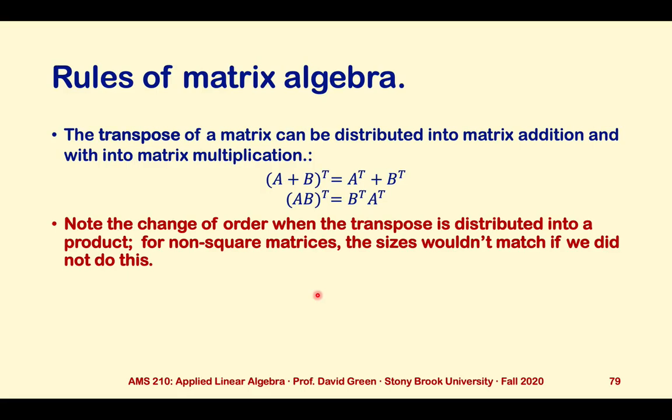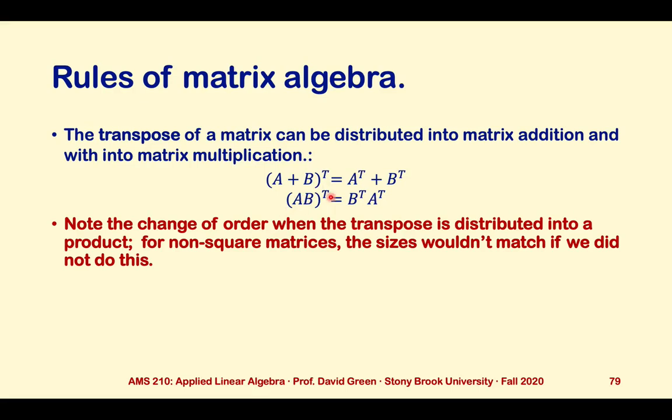There were a couple other operations that we defined. We defined the transpose. The transpose of a matrix can be distributed into matrix addition and into matrix multiplication, but for matrix multiplication we have a really interesting thing. For addition, the transpose of A plus B is just the transpose of A plus the transpose of B. We also know that for addition the order doesn't matter, so we could move that around. For matrix multiplication, the order does matter.